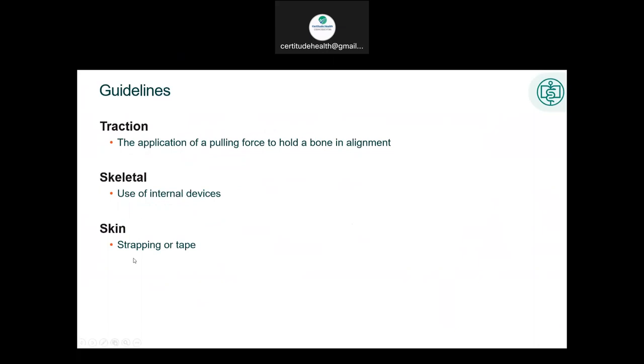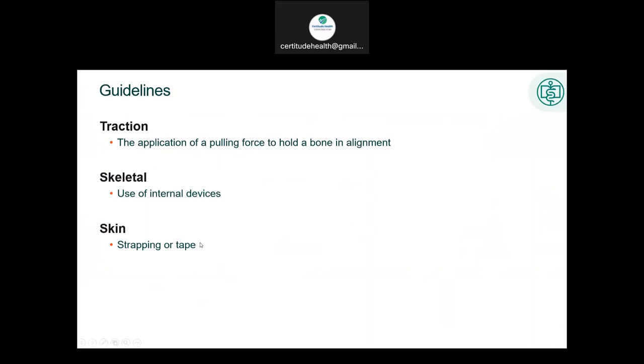Traction is the application of pulling force to hold a bone in alignment. Skeletal refers to the use of internal devices, and skin traction means the skin can be strapped or taped in order to achieve bone alignment or placement, like when you break your toes, and they'll usually wrap it or buddy tape it to another toe to keep it lined up in place.